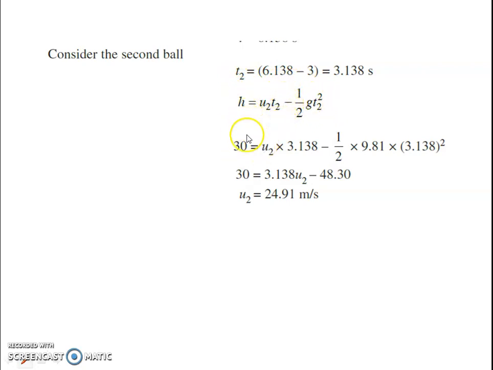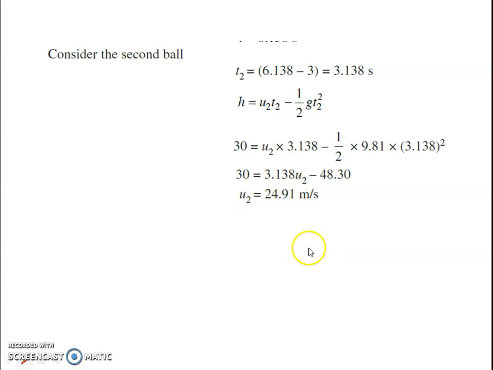Then I will substitute h, the height, which is fixed, that is 30. Then u2, I have to find the velocity at which the second ball is traveling, but it covers that height at a time of 3.138 seconds. So I will substitute that t. So half into g t square, g is 9.81 and t again 3.138 square. Then this works out to be 30 is equal to 3.138 u2 minus 48.30. Then u2 works out to be 24.91 meter per second.